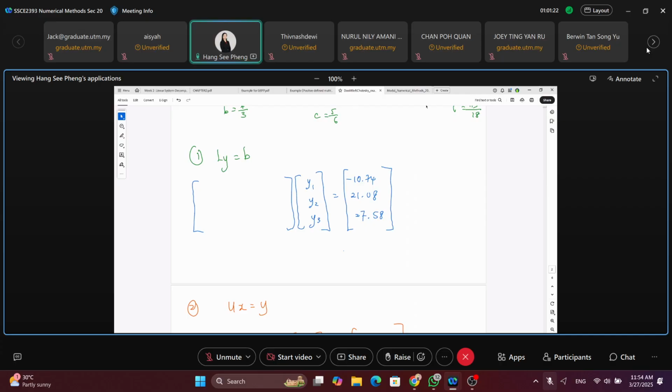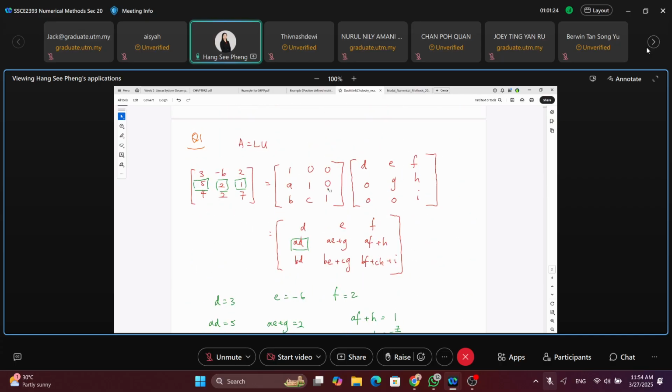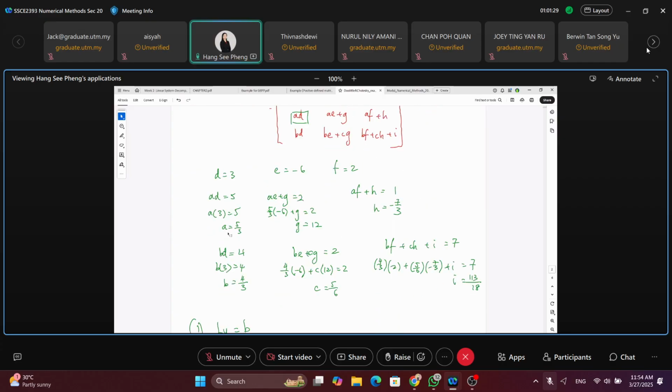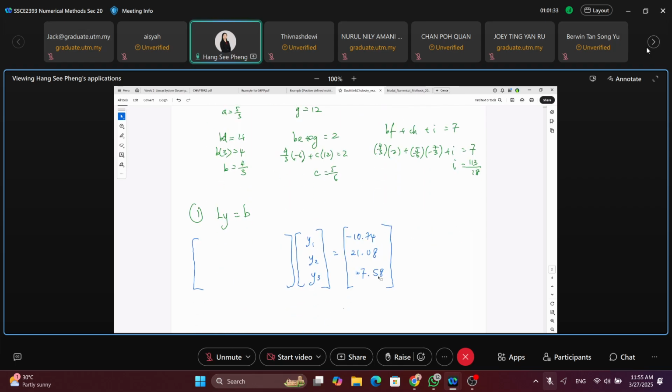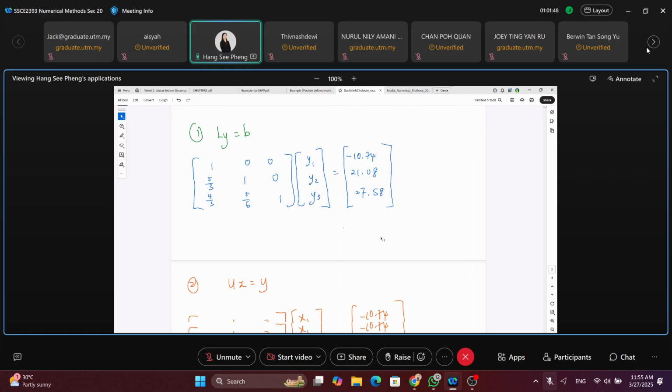And L, this now, this is L. And you have the A, B, C found here. Just put them into the matrix: A is 5 over 3, B is 4 over 3, C is 5 over 6. Okay, so solve for the Y.